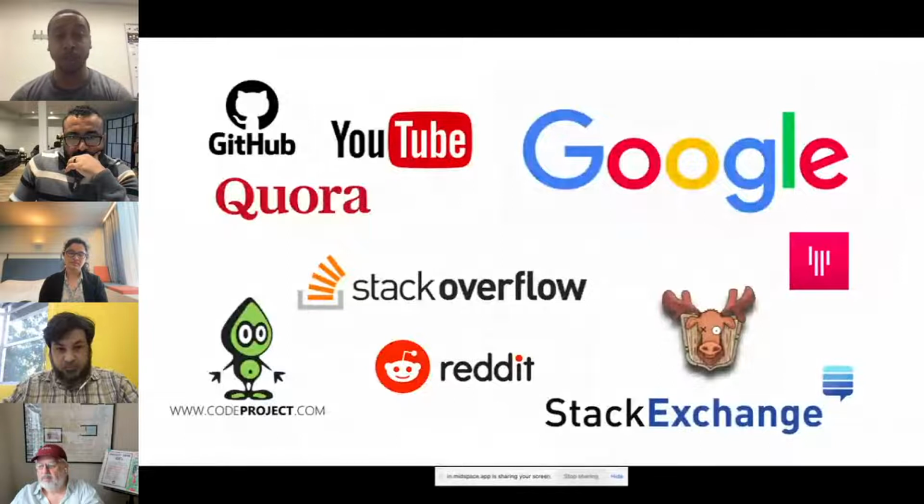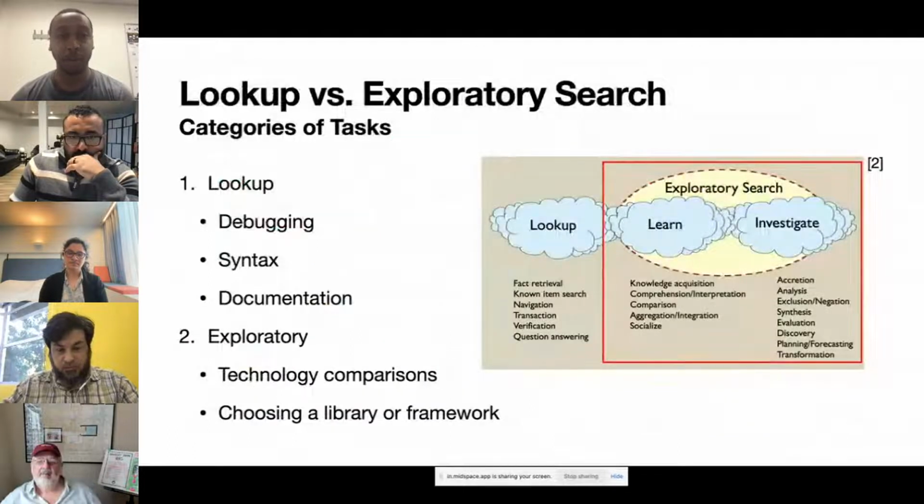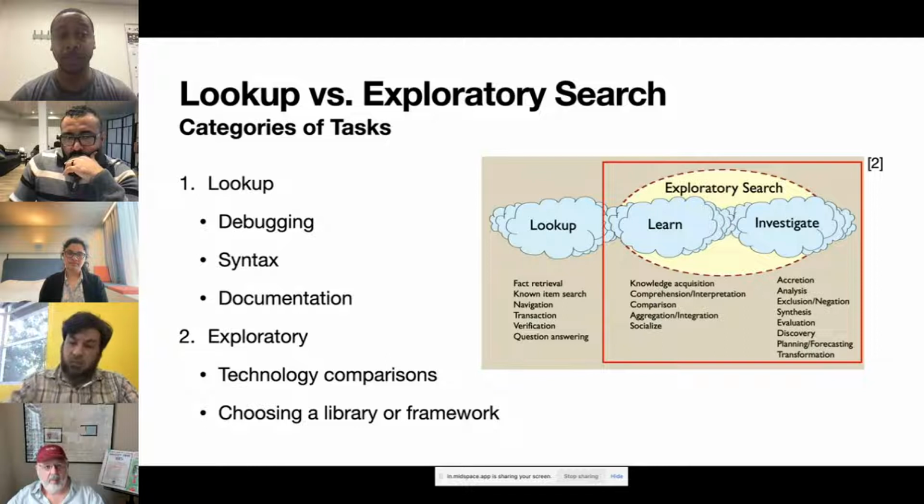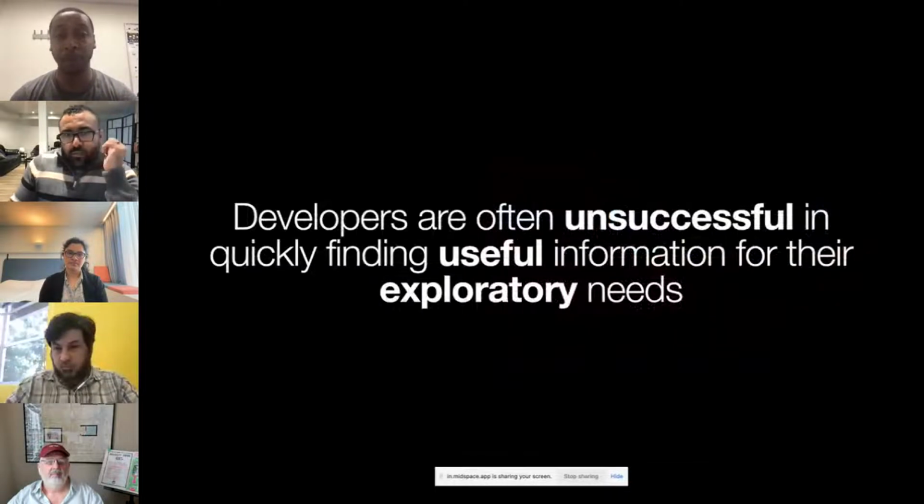So software developers use web search often in the day-to-day workflow. Web search can be largely categorized into two different types of search. Lookup tasks, which are basic fact retrieval, question answering, navigational types of searches, or exploratory search, which involves learning and investigating different types of ideas. We find that software developers are finding things relatively easily. However, for exploratory tasks, developers are often unsuccessful at quickly finding useful information for their exploratory needs.